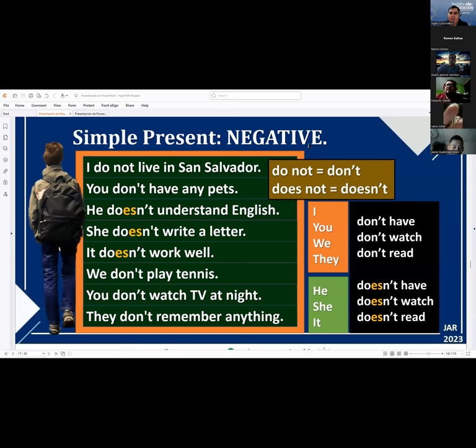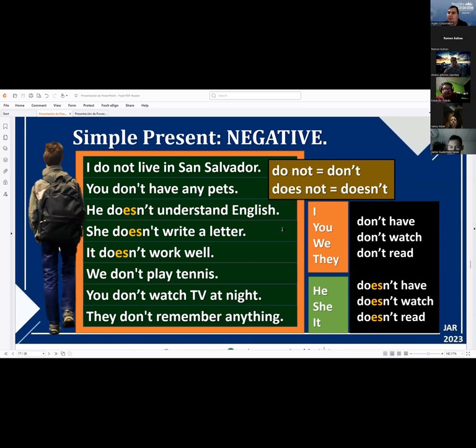Let's continue. We have the negative form. I do not live in San Salvador. Negative: do not, contracted, don't. Does not, doesn't. He doesn't, she doesn't, it doesn't. I don't, we don't, you don't, they don't. I do not live in San Salvador. I don't live in San Salvador. You don't have any pets.